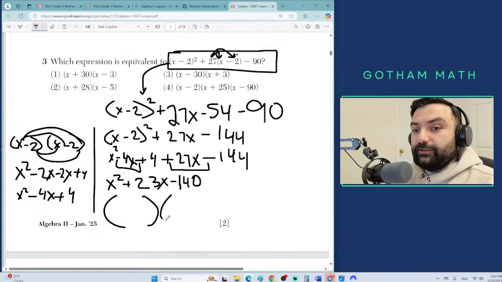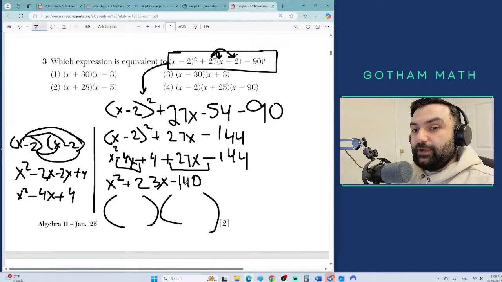The only thing is that the numbers are tricky. If it came to you what the two numbers are that multiply to negative 140 and add up to 23, that's good. But if it didn't, then you're going to have to think of how you can get it.